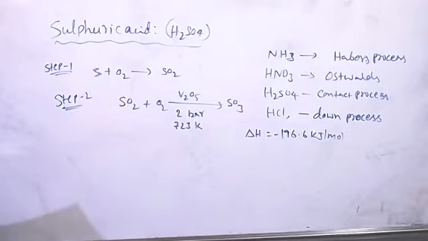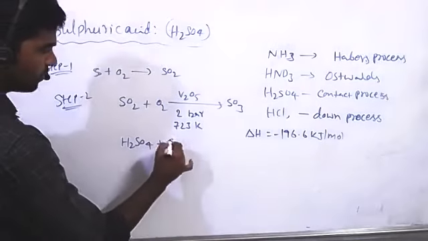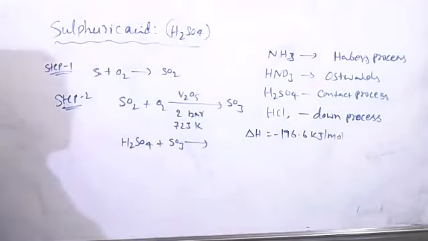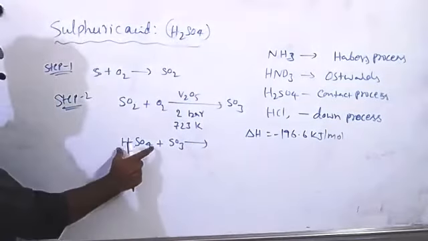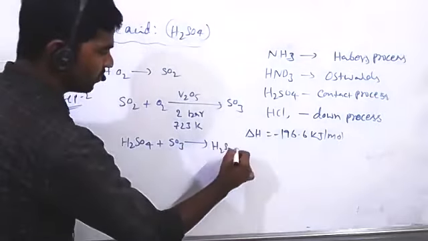The step 3 is the obtained sulfur trioxide is absorbed in H2SO4 to give oleum. So here we are getting SO3, and the obtained SO3 is treated with H2SO4. So I think you may get it. We are preparing H2SO4 only, but in the process we are using H2SO4. To get a large quantity, we are using a small quantity of H2SO4 here. So it gives H2S2O7, oleum.